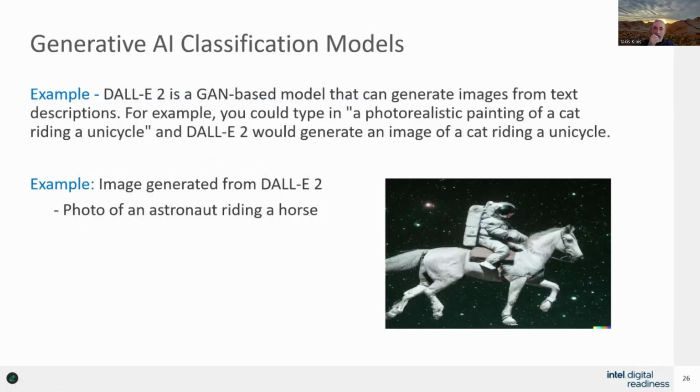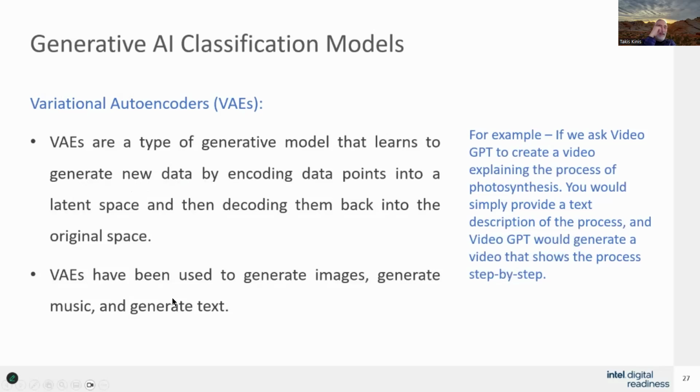So they give this example, and we kind of tinkered with this tool a little bit, DALL-E, and this is DALL-E 2. It can make images from text. For example, if you typed in a photorealistic painting of a cat riding a unicycle, it would generate an image of a cat riding a unicycle that looked like a photograph as opposed to a cartoon image of it. Here's one where the prompt was a photo of an astronaut riding a horse, and it kind of looks like that. It's kind of weird that it's open space, but here once again, we're talking about these classification models.